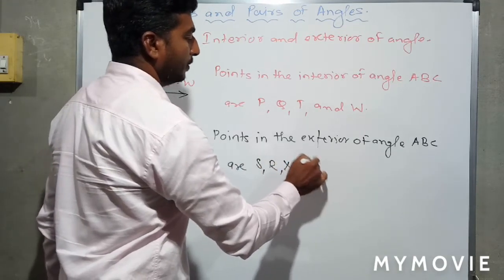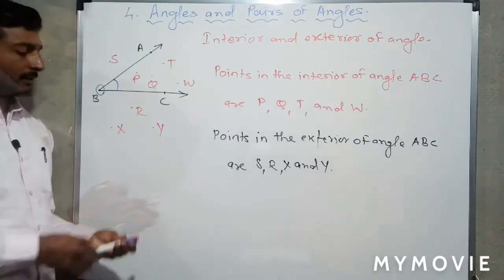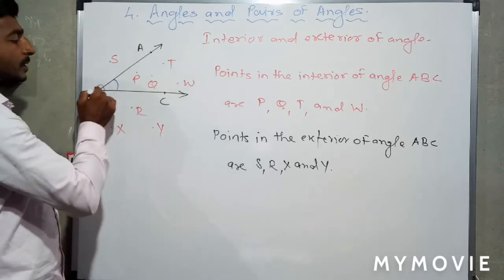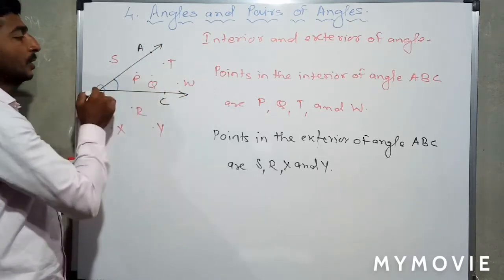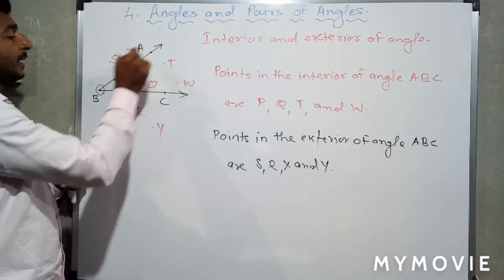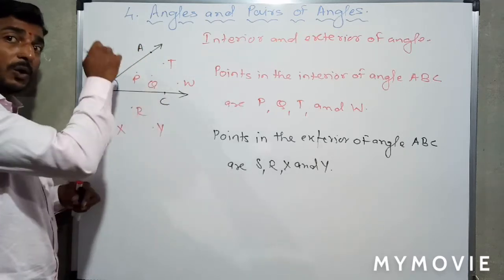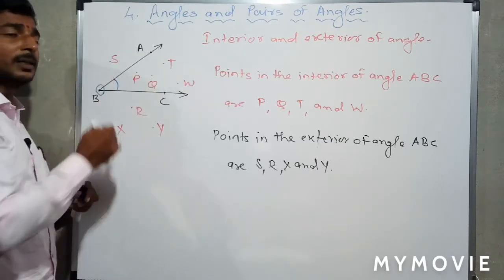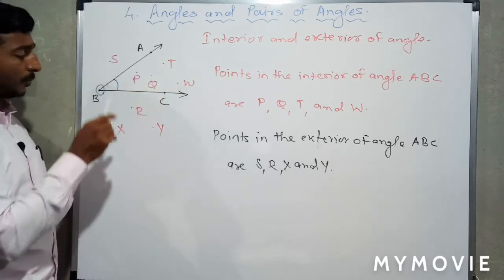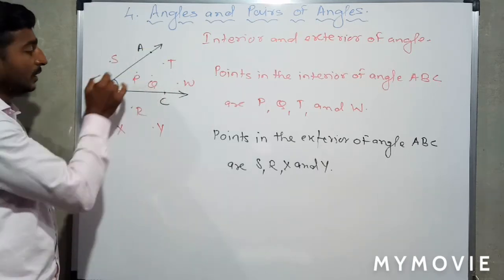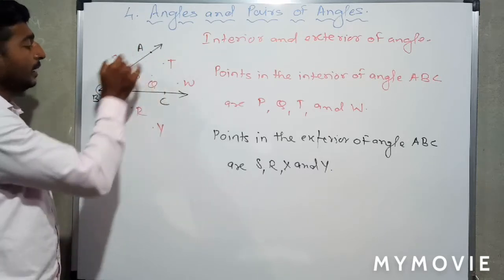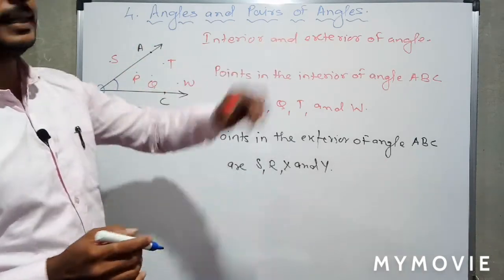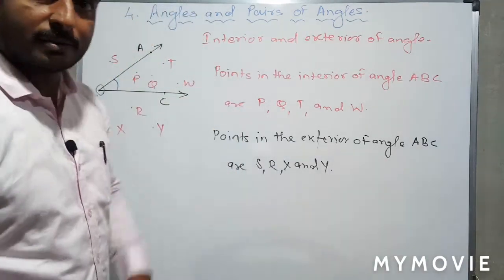X, and Y. And the points which are on the angle: these lines are representing the angle. So points A, B, and C are on the arms of the angle, so they are considered to be the points on the angle. Some of the points are in the interior, some are in the exterior, and the remaining points are on the angle. So here A, B, C are the points on the angle. This is all about the interior and exterior of angles. I hope that you understand this.